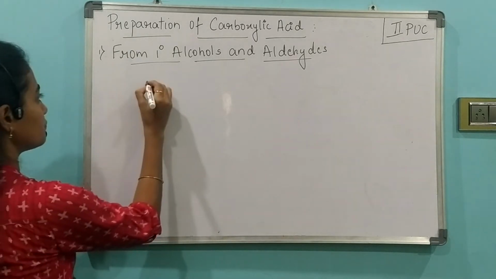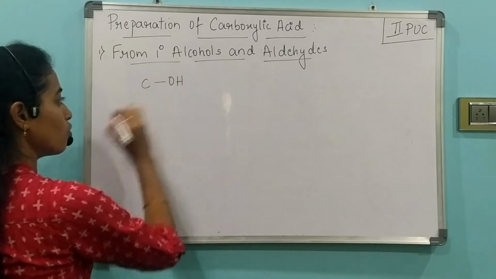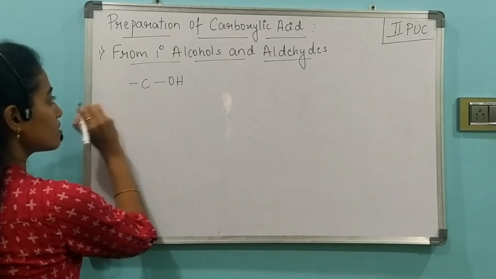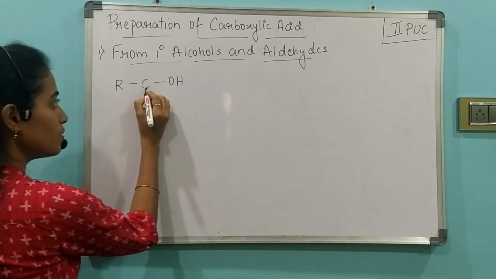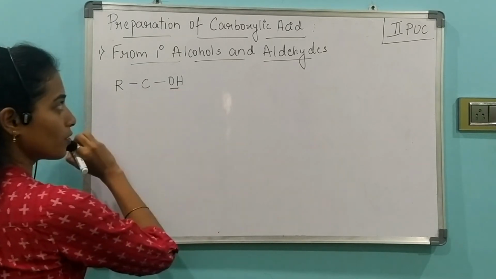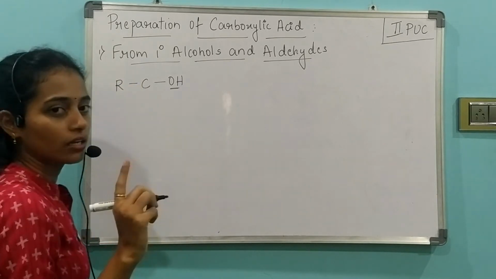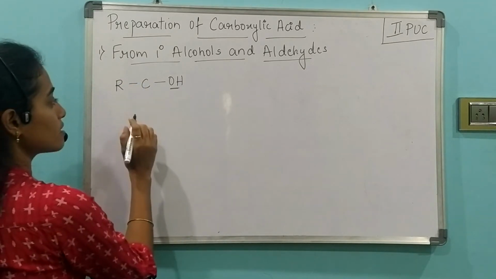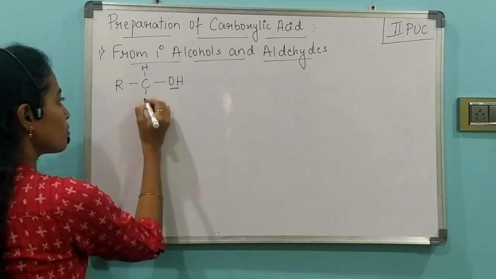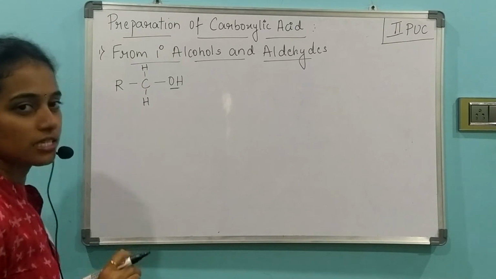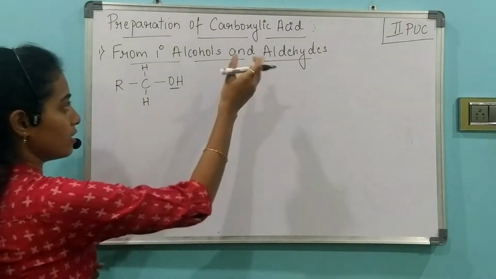The carbon which has the OH group, that is the alcohol group, should be attached to one more alkyl group. We call such alcohols primary alcohols. Now the concept is we are going to prepare carboxylic acid starting from these primary alcohols and aldehydes also.